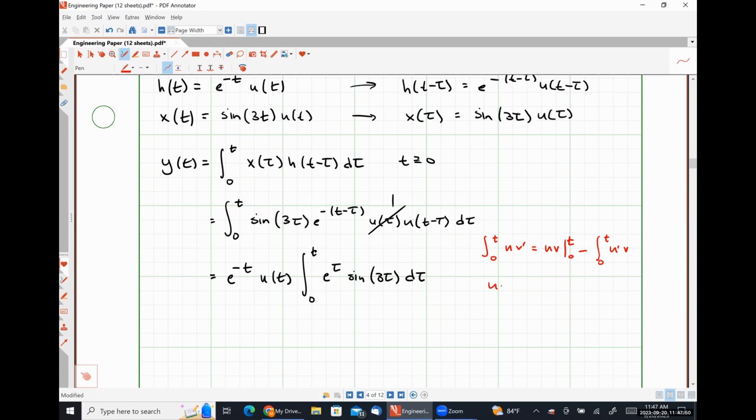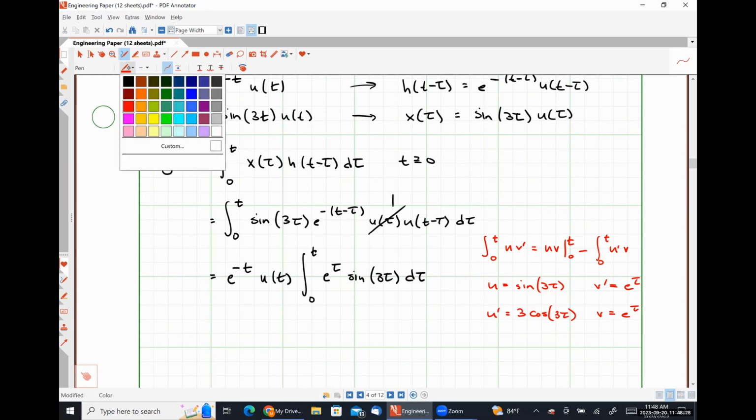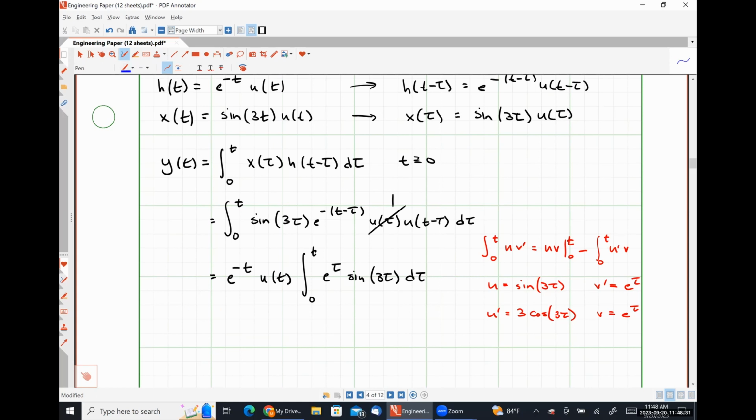I'm going to call u sine of 3 tau. V prime is going to be e to the tau. U prime is going to be 3 cosine 3 tau. And v is going to be e to the tau. So I'm going to do this in blue because we're going to come back and just substitute in here in a little bit.